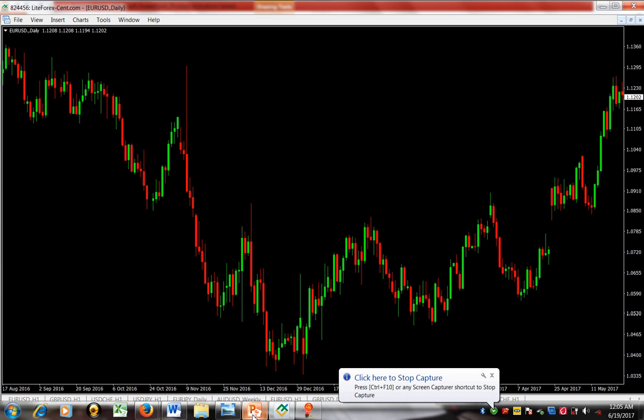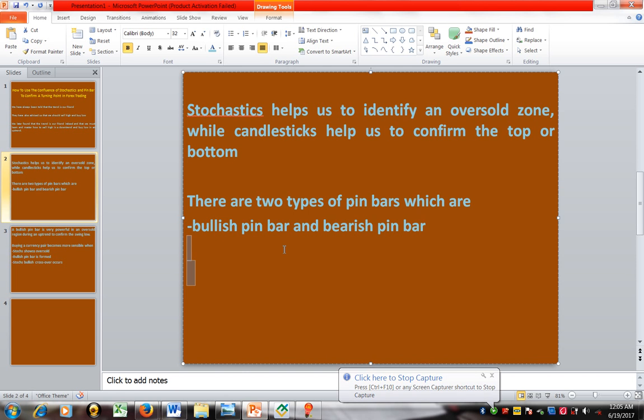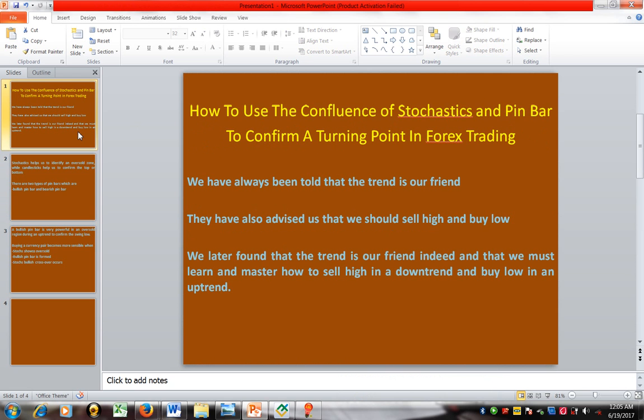We want to see how we can join stochastics indicator and pin bar to confirm a turning point in forex trading.